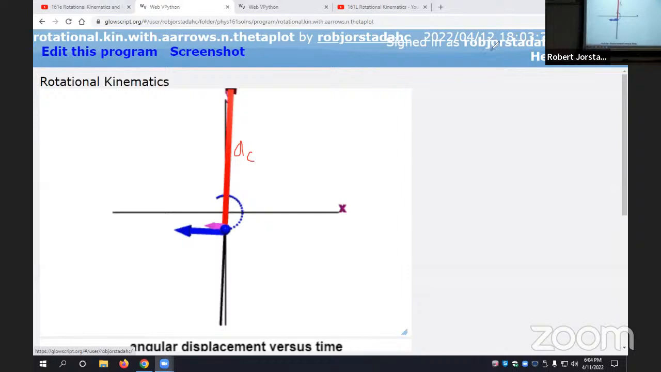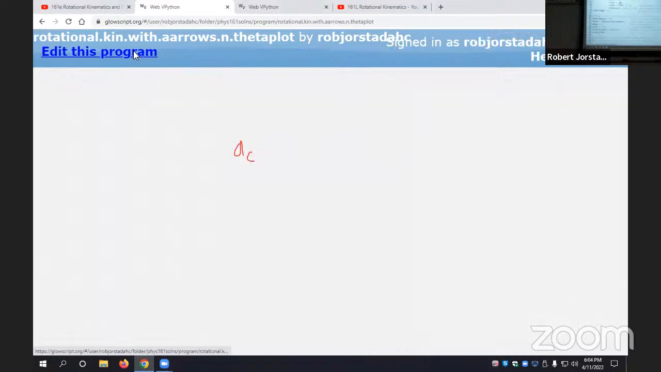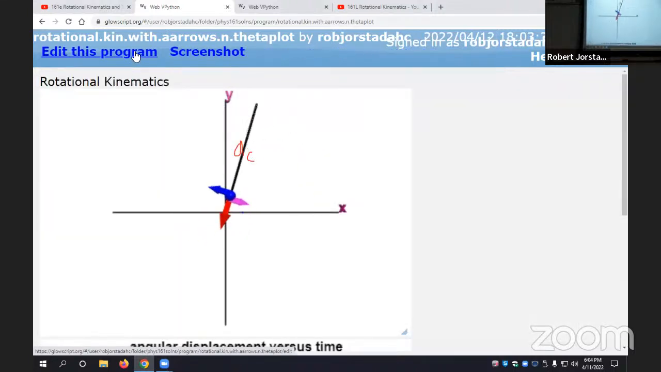Let's run the code again and watch it. AC is the red arrow. What do you think the blue arrow is? Velocity. What do you think the pink arrow is? V10, because it's tangent. Excellent.